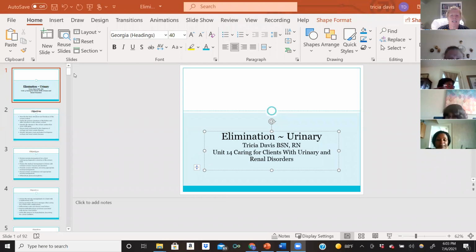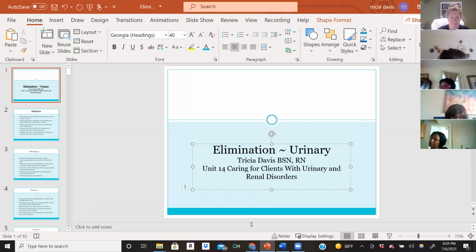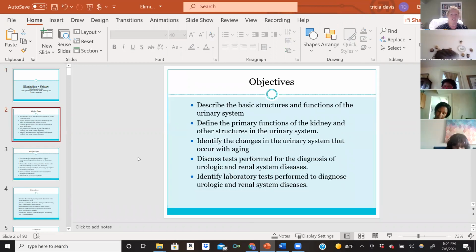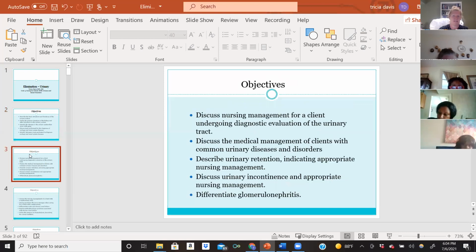All right, so tonight we are going to talk about elimination, our urinary system. Last week we talked about GI. This week we are going to talk about elimination. So the objectives for tonight, we want to be able to describe the basic structures and functions of the urinary system, define the primary functions of the kidney and other structures in the urinary system, identify the changes in the urinary system that occur with aging, discuss tests performed for the diagnosis of urologic and renal system diseases, identify laboratory tests performed to diagnose urologic and renal system diseases.